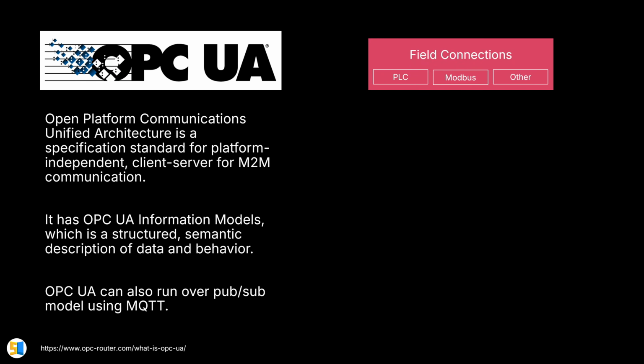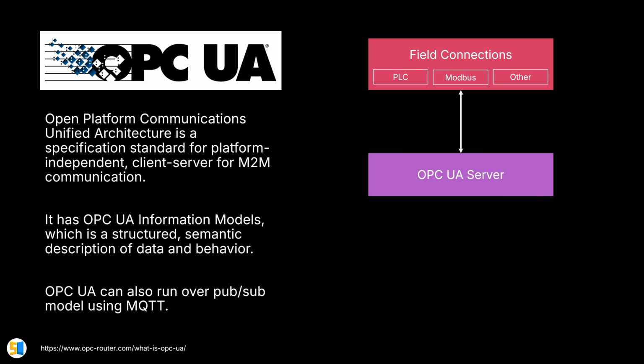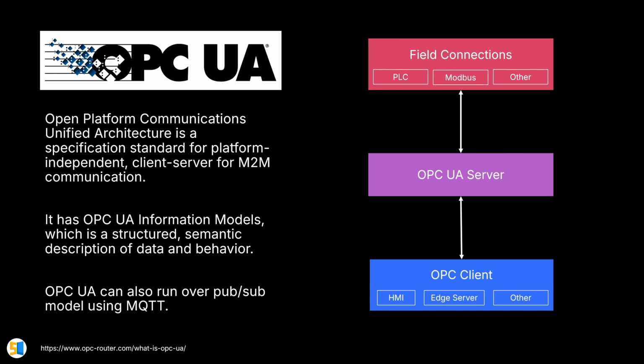So we have field connections like PLC, Modbus, or others. They are connected to the OPC UA server to send and receive data. At the other end, there are OPC clients like HMI, or Human Machine Interface, Edge Server, and others. These clients can receive and/or send data to the OPC UA server.